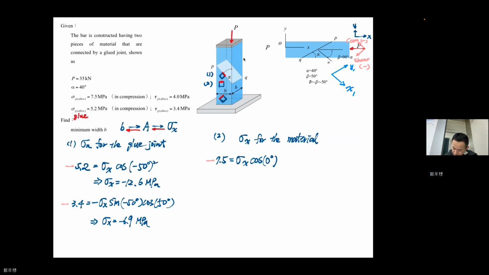right? The pink one. So we can have sigma x equal to minus 7.5 megapascal. Okay. So in the material, if your compression makes the sigma x more negative than minus 7.5 megapascal, it will break. The material itself will break. Okay.